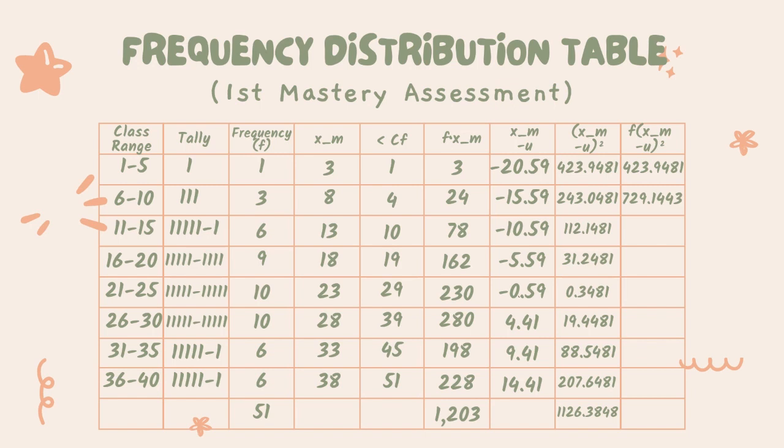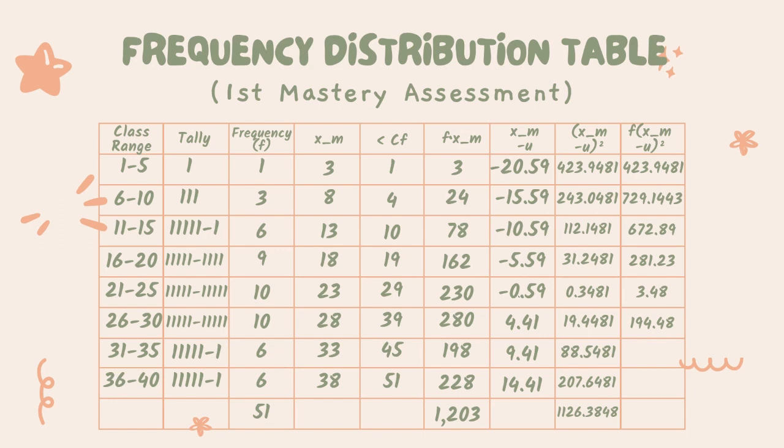112.1481 multiplied by 6 is equal to 672.8900. 31.2481 multiplied by 9 is equal to 281.2300. 0.3481 multiplied by 10 is equal to 3.4800. 19.4481 multiplied by 10 is equal to 194.4800.